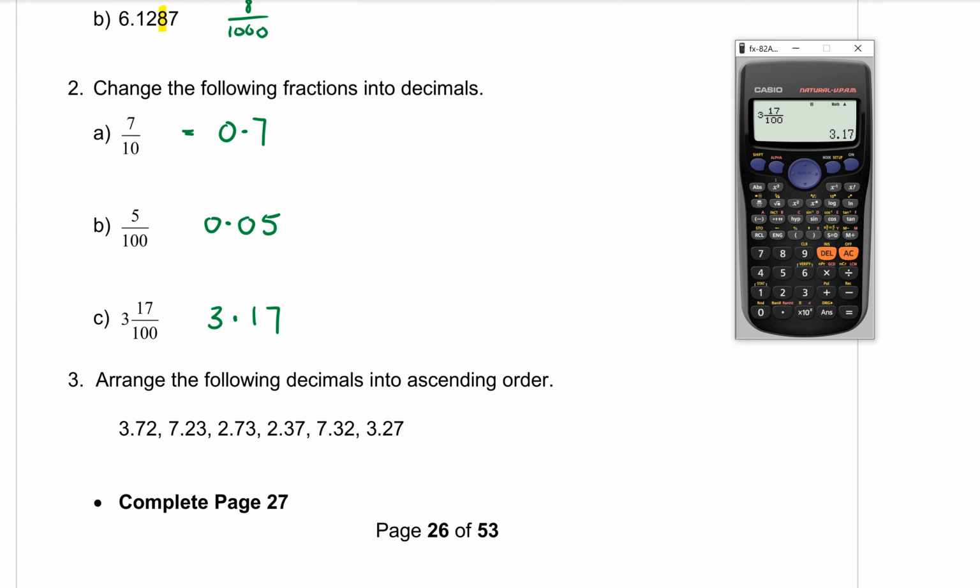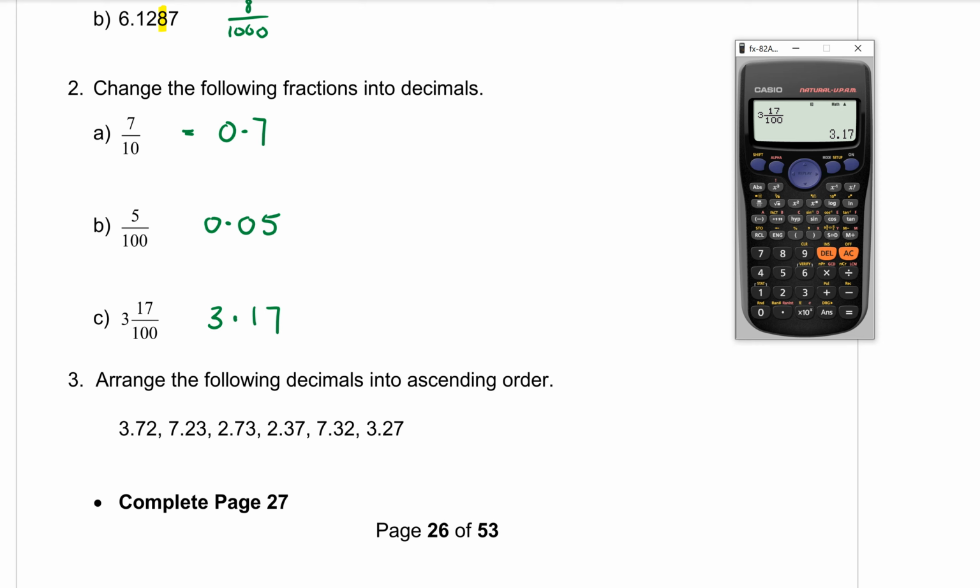So I used the 3 boxes. To get the 3 boxes up, you press Shift and your fraction button. Use your arrow keys up the top to type in the numbers. Press equals, and then press the SD button to make it go to a decimal. Got it? Great. All right.